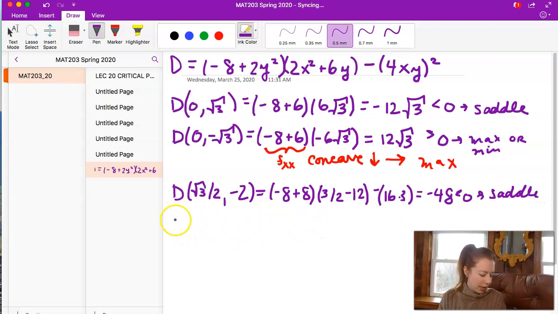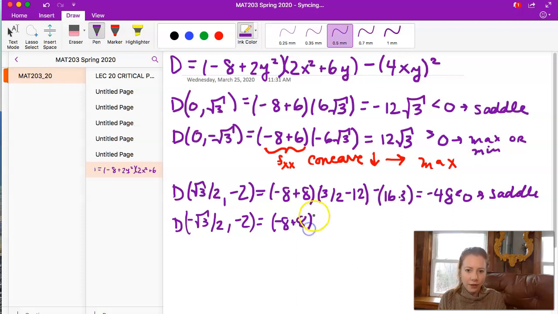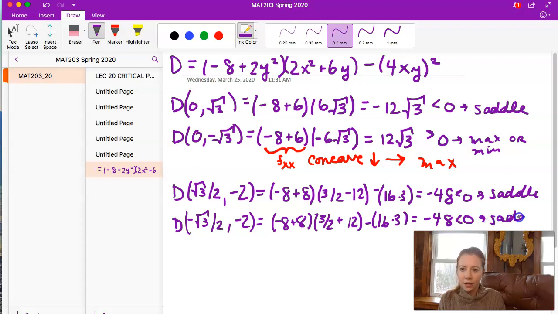All right. And finally, lastly, let's look at minus the square root of 3 over 2 and minus 2. And so that's going to be still minus 8 plus 8, giving us 0 there. And 0 times anything is, of course, 0. But we have 3 over 2 plus 12. And then we subtract off 16 times 3. And that's going to give us minus 48. Surprise, surprise. And that's less than 0. So we have another saddle point. So we have 3 saddle points and 1 local max.